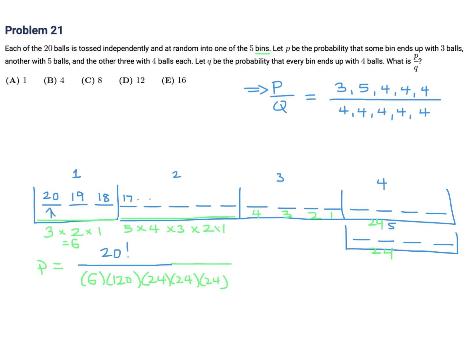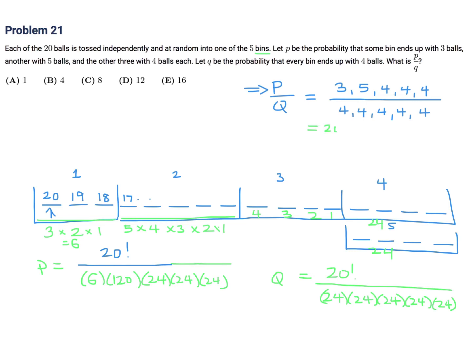In a very similar way, Q is figured out as follows. The top is going to be the same, but then we have to divide by a lot of numbers because we've overcounted a lot. And remember, this is now a 4, 4, 4, 4, 4 situation. So you're going to divide by 4 factorial 5 times, right? Exactly the same sort of system that I used to figure out P. So there you go. That's P over Q.